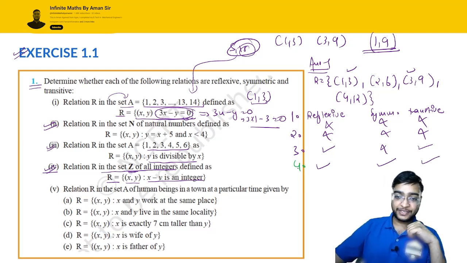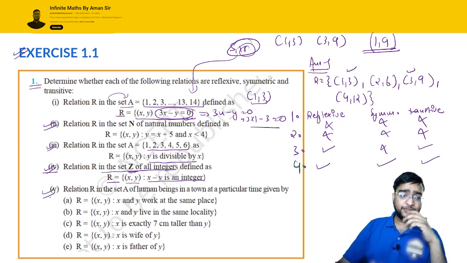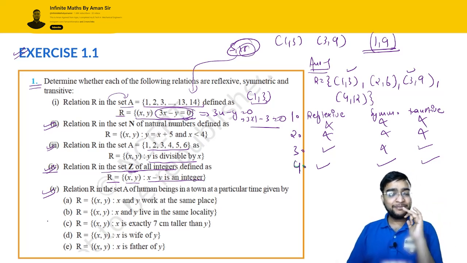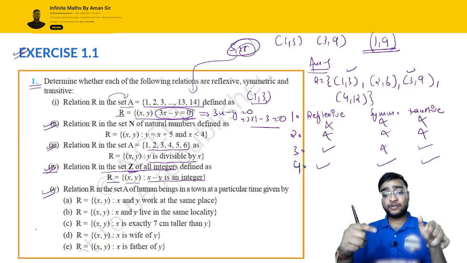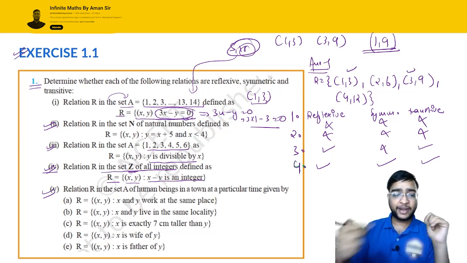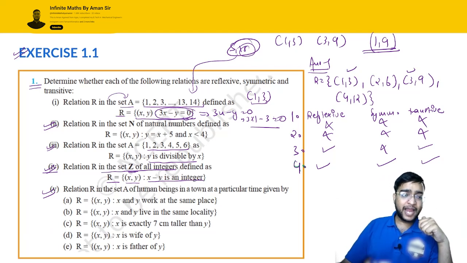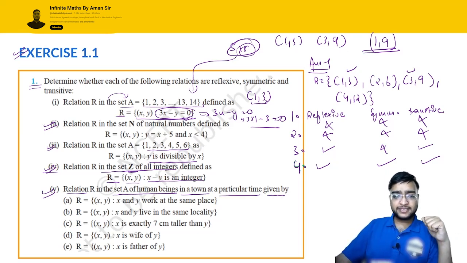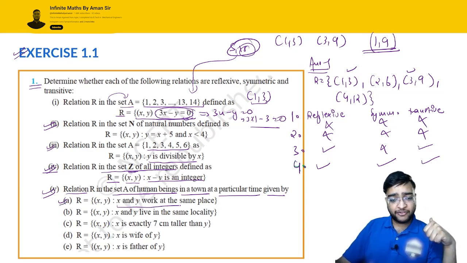Okay sir, let's see the fifth one. I take the fifth question as a verbal solution. You should try to give the statements on your own in your homework. I am trying to show solving it verbally, in your mind. So for question A, I first read the question: the relation is on the set A of human beings in a town at a particular time, and the relation is given as: x and y work at the same place.